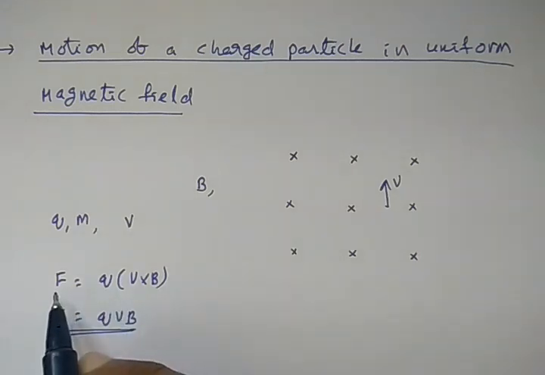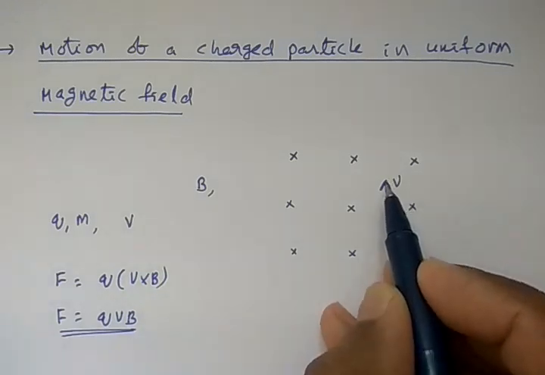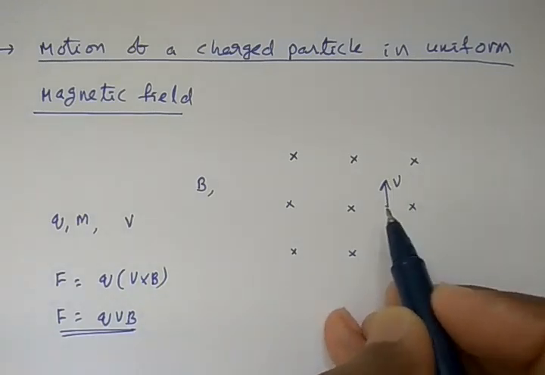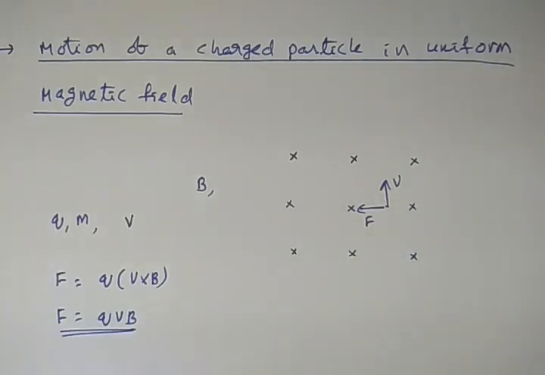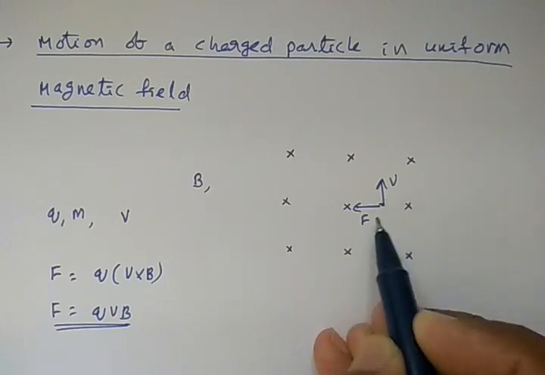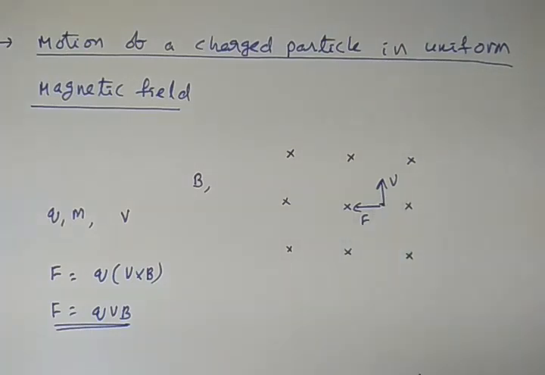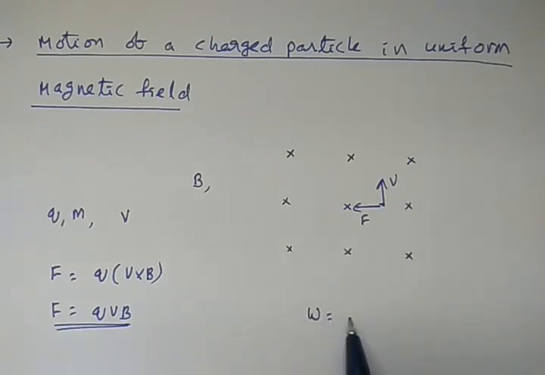The direction of force will be perpendicular to V and B. So V is in this way and B is going into the plane. Then your F must act in this direction. So this is how your F acts. And from here we can say one more thing: the angle between force and velocity is 90 degrees. When the angle between force and velocity is 90 degrees, then the work done by the force will be 0.